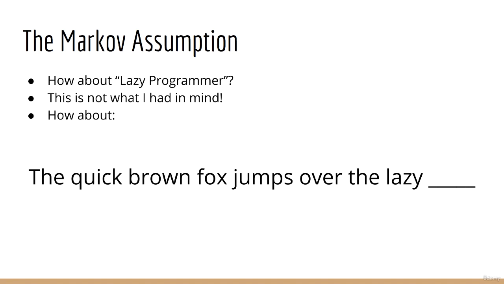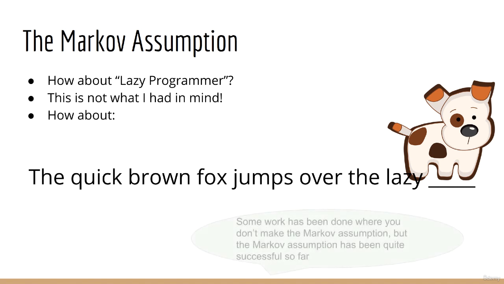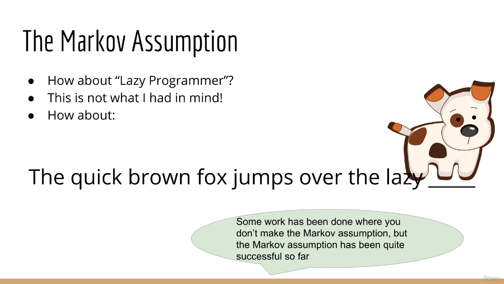Now let's suppose I tell you the full sentence so far is, the quick brown fox jumps over the lazy. Of course, we know that, since we've seen this example many times, that the next word is dog. So you might think, this Markov assumption thing doesn't really seem to be a great idea. In fact, there has been some work in reinforcement learning where they do not make use of the Markov assumption, although that is outside the scope of this course. The Markov assumption has actually been quite successful so far.